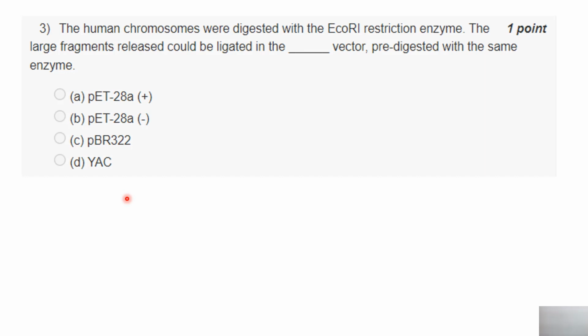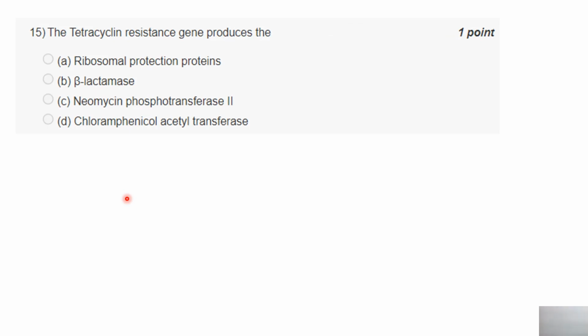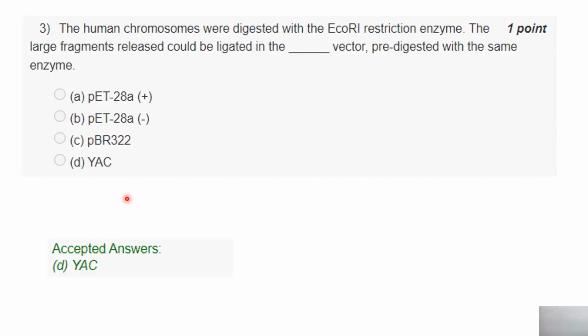So coming back to the question that we started with, the answer will be YAC. The human chromosomes were digested with the restriction digestion enzyme. The large fragments released could be ligated in the YAC vector pre-digested with the same enzyme. Yes, the answer is YAC. Okay, I'll wait for a few minutes. Anybody has any question, they can tell me, or we can go to the next question.